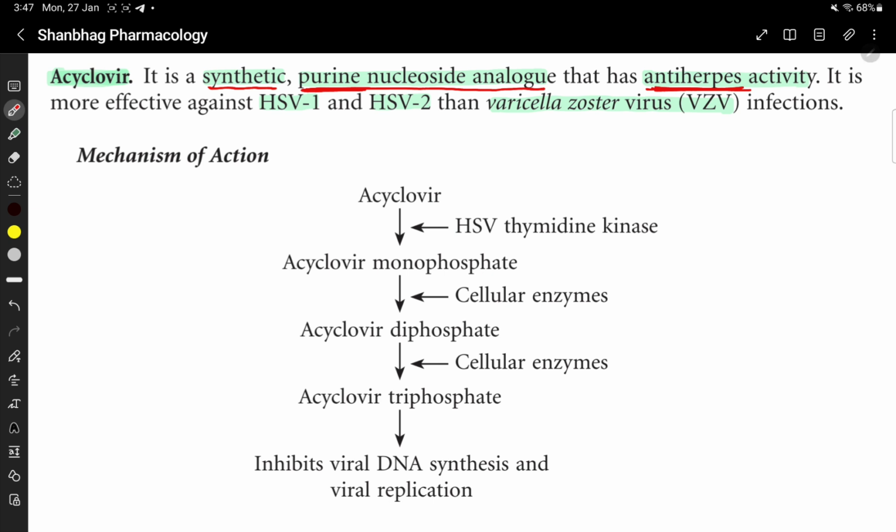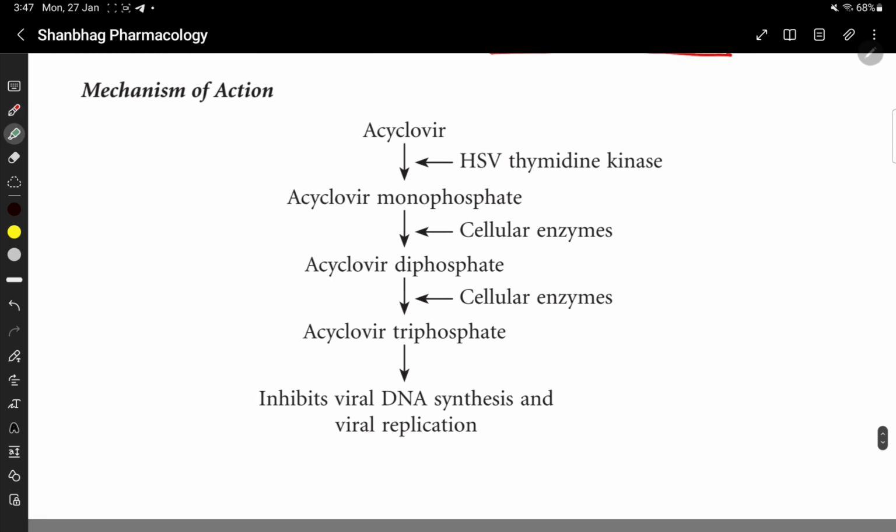It is more effective against herpes simplex virus 1 and herpes simplex virus 2 than varicella zoster virus infection. It is a purine nucleoside analog. Let's see the mechanism of action of acyclovir.